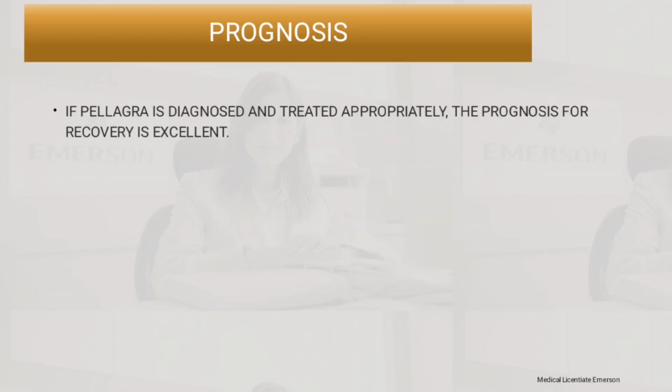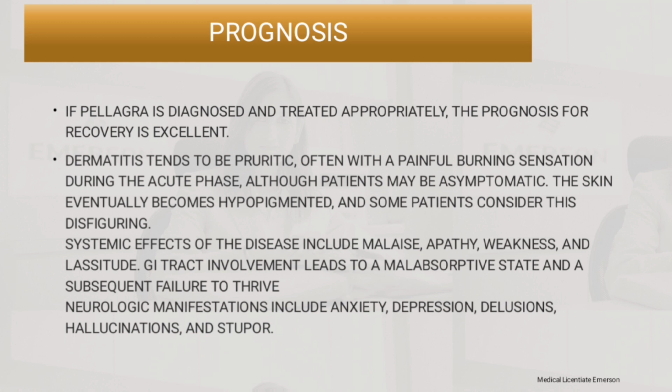Okay, then for the prognosis, if pellagra is diagnosed and treated appropriately, the prognosis is excellent. Then the dermatitis tends to be pruritic, often with a painful burning sensation during the acute phase. Although patients may be asymptomatic, the skin eventually becomes hypopigmented and some patients consider this disfiguring. Then the systemic effects of the disease include malaise, apathy, weakness and lassitude.